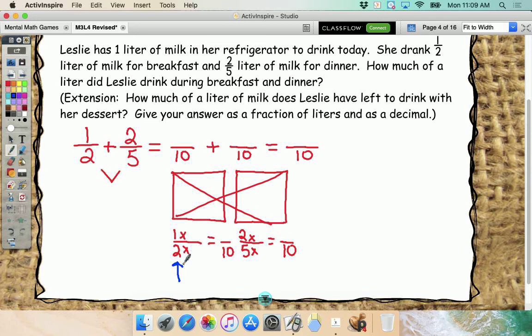Yeah, so 2, what's the other denominator? 5. So I'll multiply the top and the bottom times 5. And 5, what's the other denominator? 2. And that's going to give me 1 times 5 and 2 times 2. So then I'll write my 5/10 and my 4/10, add them together, and what was my answer? 9. Okay, put your pencil down.